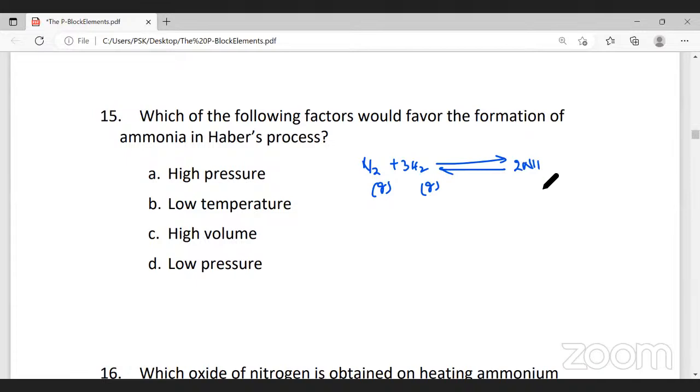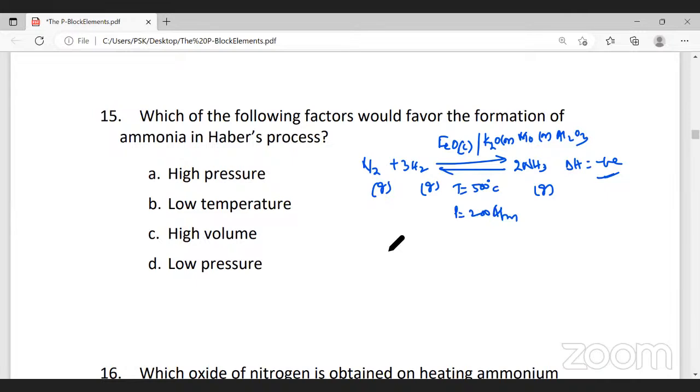Therefore, the product ammonia we get with an exothermic reaction, with the liberation of energy. Now, the condition is iron oxide is used as a catalyst. They use potassium superoxide as a promoter, or molybdenum as a promoter, or Al2O3 as a promoter. And the temperature is around 500 degrees Celsius and the pressure is 200 atmosphere. So this is the principle for synthesis of ammonia.